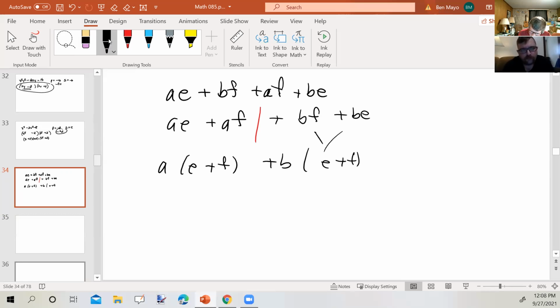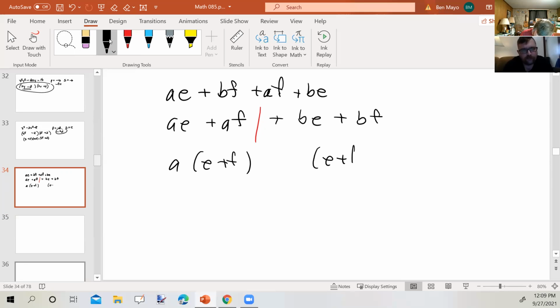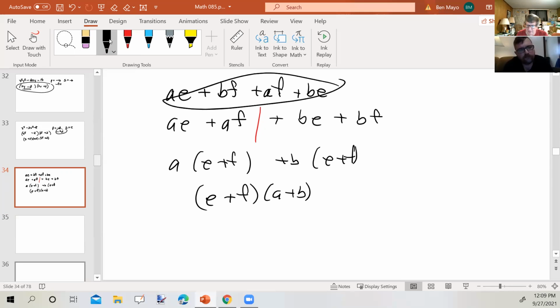Well, I could get from there to here, but better would be this. So what have I got to do? I've got to turn these around. So B, E plus B, F. So now I've got A times E plus F, E plus F plus B, E plus F, A plus B. So I could do it, but I had to juggle things around and try to figure out how to get them so that things matched up nicely. Okay.